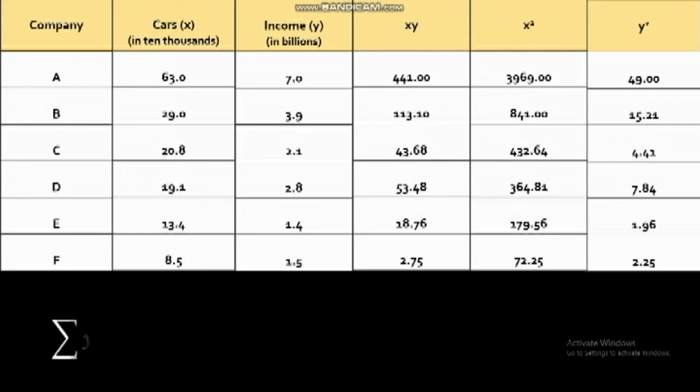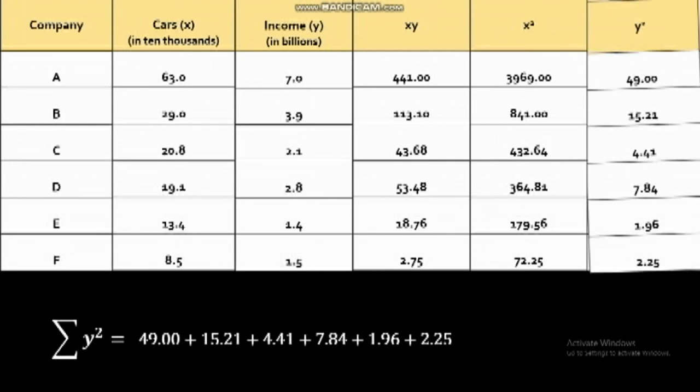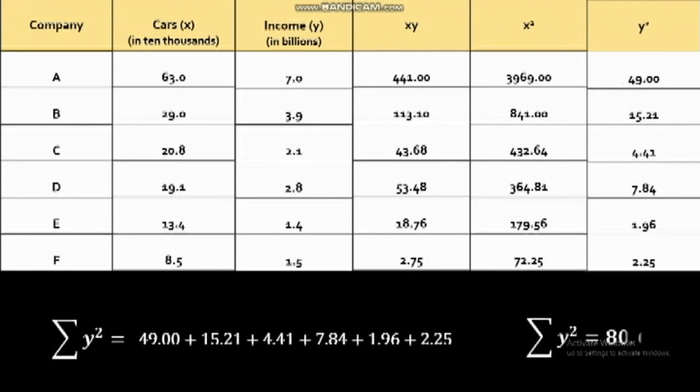And lastly, we have the summation of y squared. 49.00 plus 15.21 plus 4.41 plus 7.84 plus 1.96 plus 2.25. The summation of y squared is equal to 80.67.